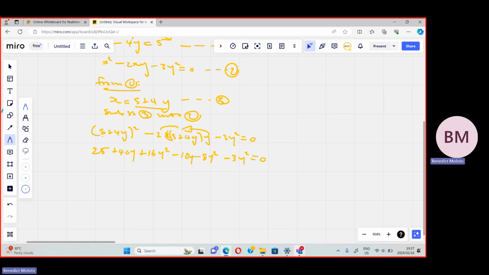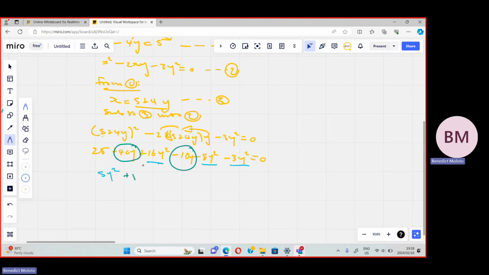Then from here you look at like terms. If you check, the like terms are 16y squared and minus 8y squared, then minus 3y squared. Basically, you try to add them: 16 minus 8 minus 3. Then you're going to get 5, so we have 5y squared. Then the other like terms will be your 40y and negative 10y. That is going to be 40 minus 10, which equals plus 30.